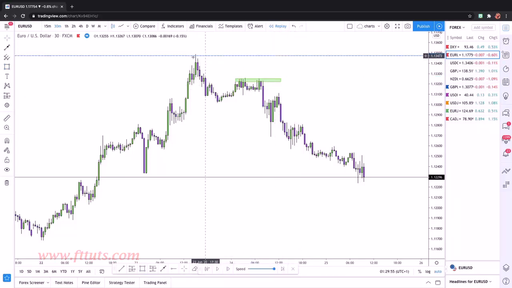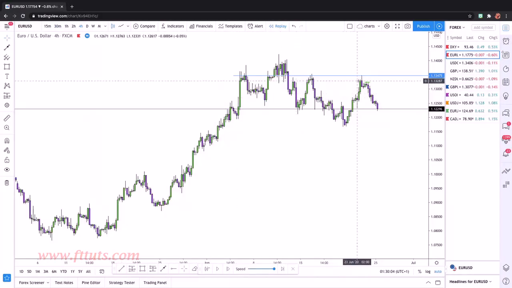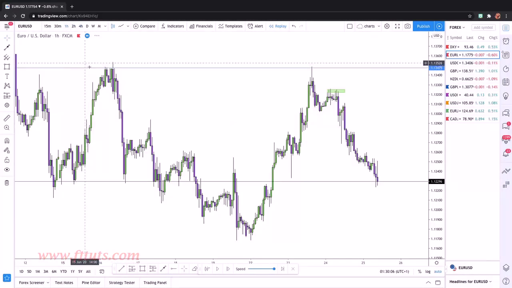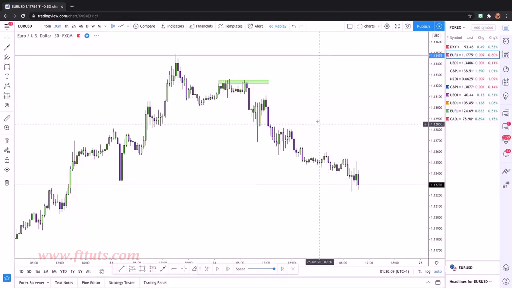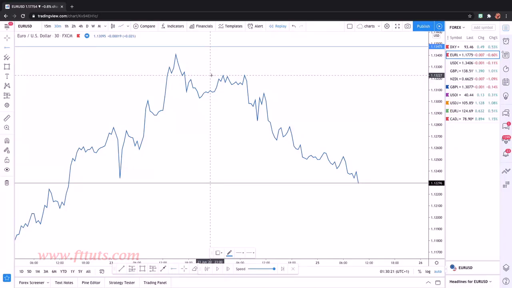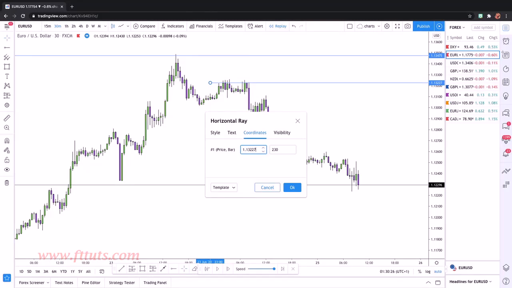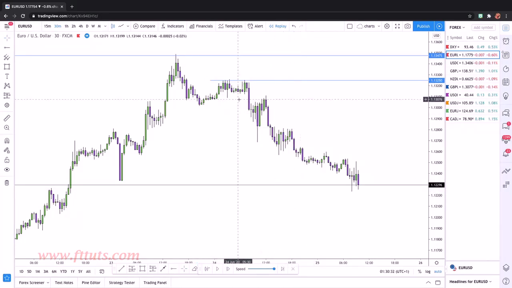If you missed this original entry, this is like a wick entry, so you have to be ready for this. Let's say you missed that correction, but you see that the 4-hour time frame closed bearish. You can take advantage of this price action right here. We would take our short position, or let's take the horizontal ray first to make sure we get that precise entry. We'll round this to 250. It hits it right on point at 1.13250.